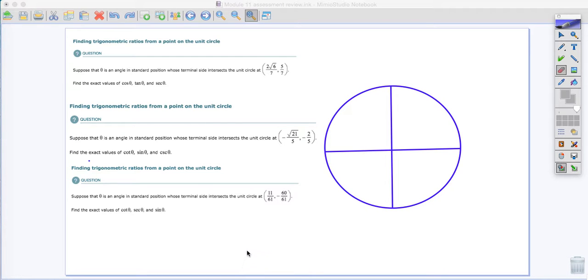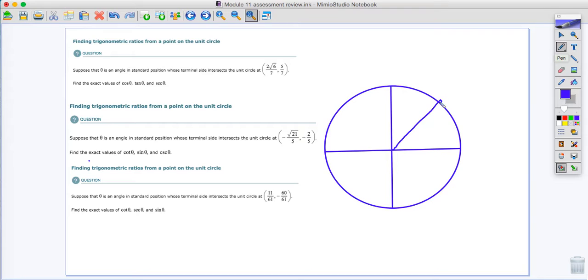This lesson is on finding trig ratios from a point on the unit circle. So this says, suppose that an angle theta is in standard position whose terminal side intersects the unit circle at (2√6/7, 5/7). So we're just going to go ahead and plot that point.